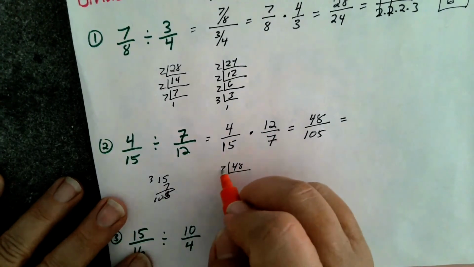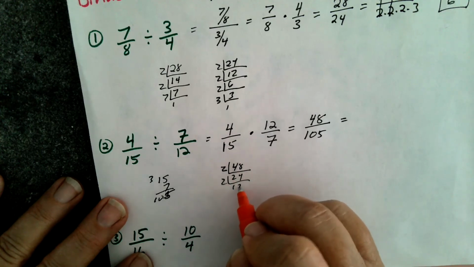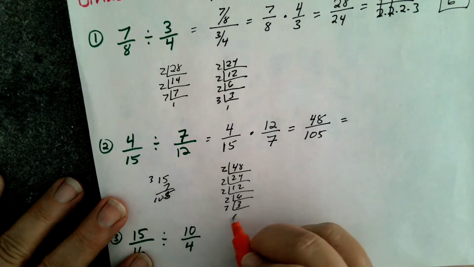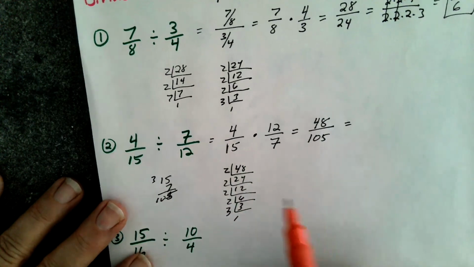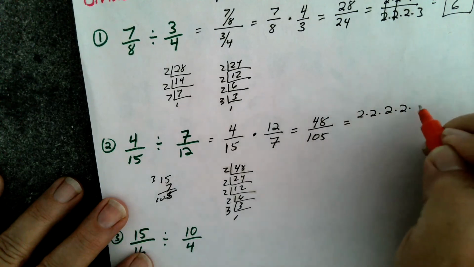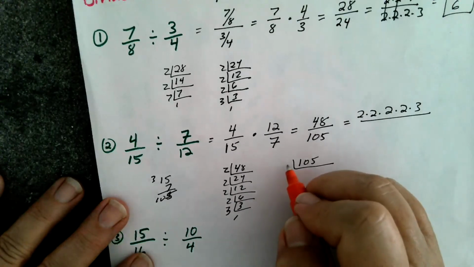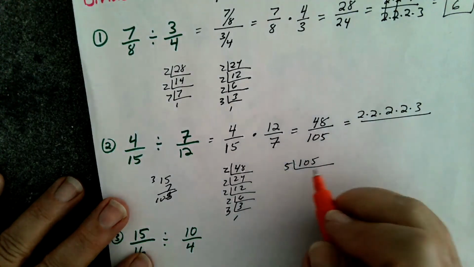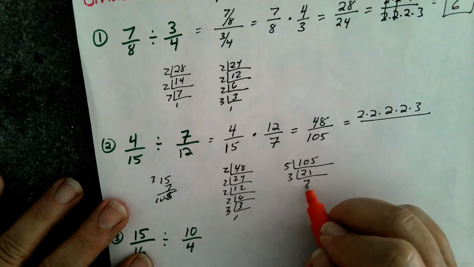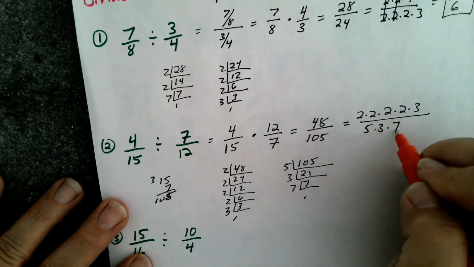So 48 is 2, 24, 2, 12, 2, 6, 2, 3, 3, 1. It's a 3. So I have 2 times 2 times 2 times 2 times 3. And then 105, remember anything that ends in a 5 is divisible by 5. So that's 21, and then 3, and then 7. So 5 times 3 times 7.